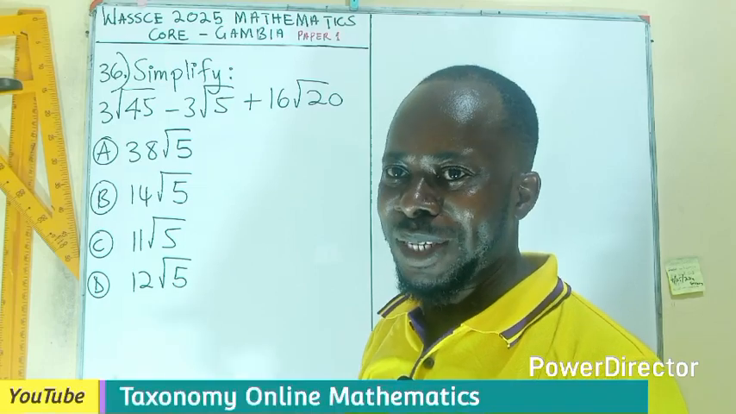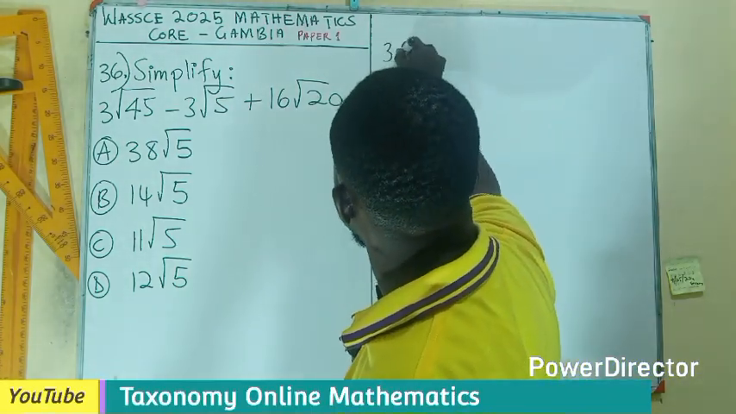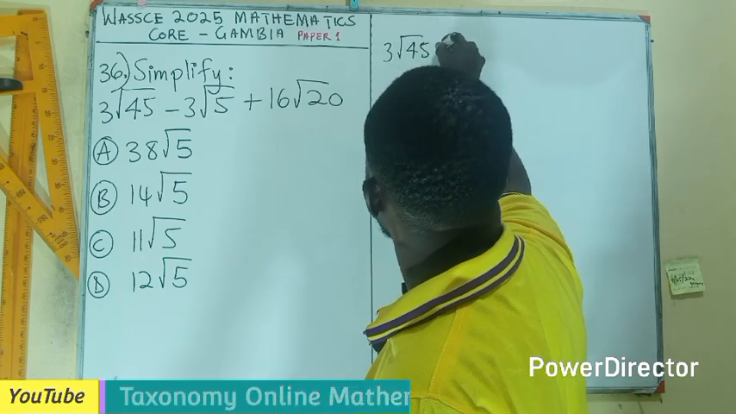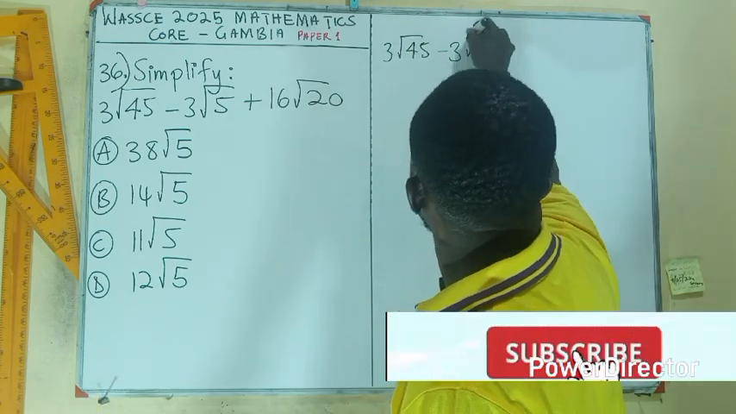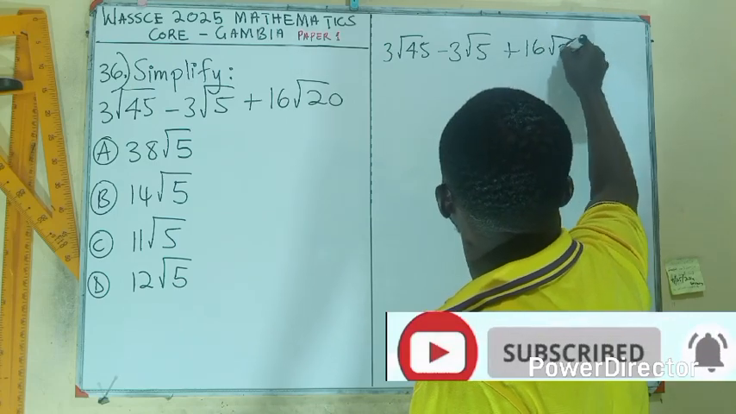Hello, welcome. Question number 36. We are to simplify 3 root 45 minus 3 root 5 plus 16 root 20.